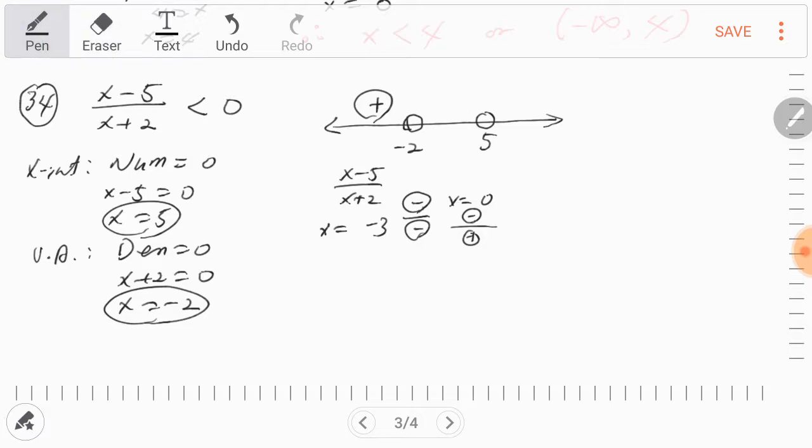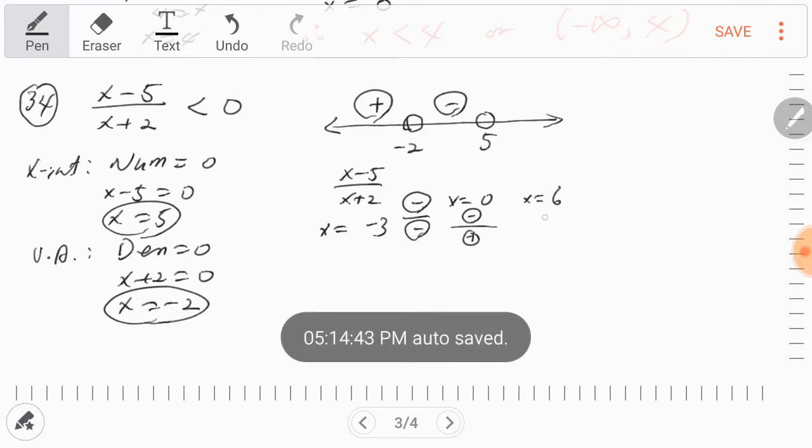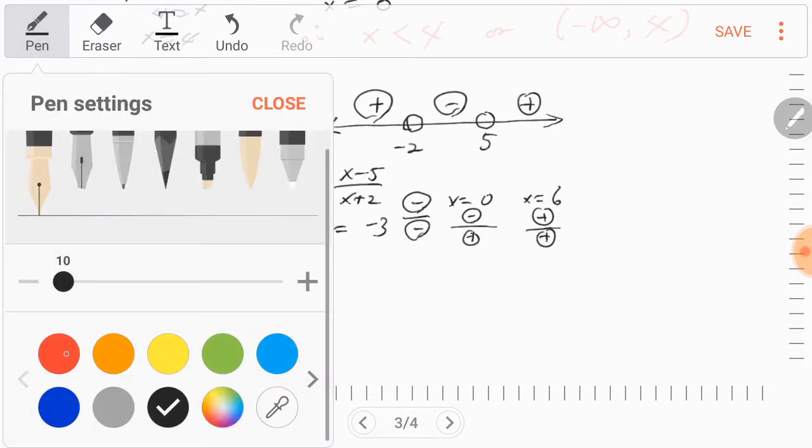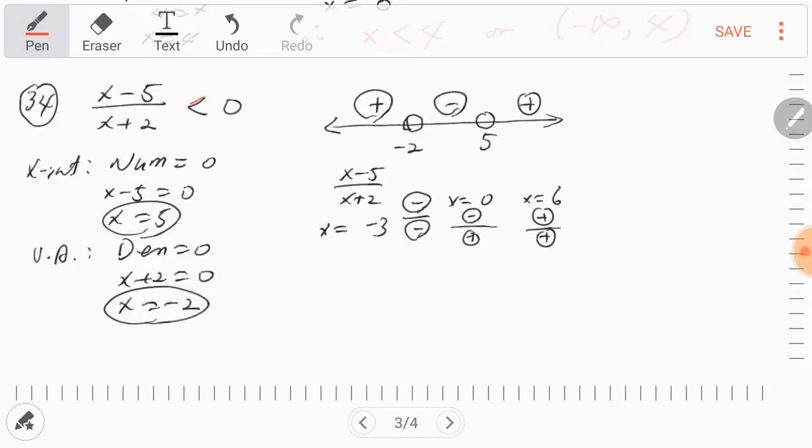Negative or positive is negative. Okay, what if x is greater than 5? So let's try 6. Then 6 minus 5 is what? 6 minus 5 is positive. And then 6 plus 2 is what? 6 plus 2 is positive. So the result is positive. Now we are looking for what? Less than 0.